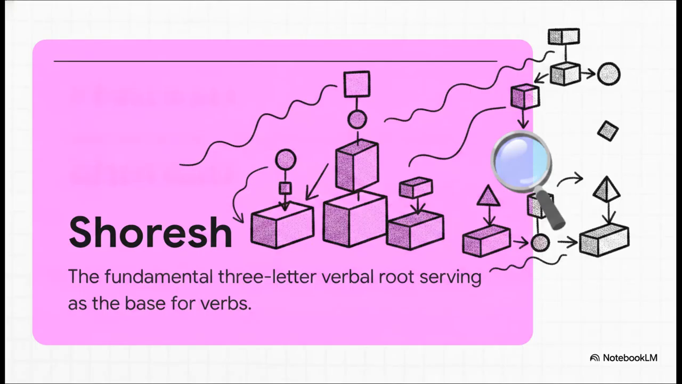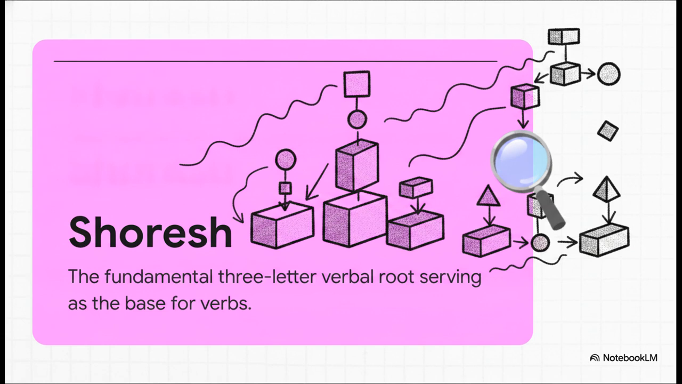Now, to understand how those 3 tenses actually function, we have to look at the absolute core component of the language. It's a concept called the shorsh. The shorsh is this fundamental 3-letter verbal root that serves as the base for constructing, well, pretty much everything. Think of the shorsh like a universal Lego block. It's just a brilliant piece of design.